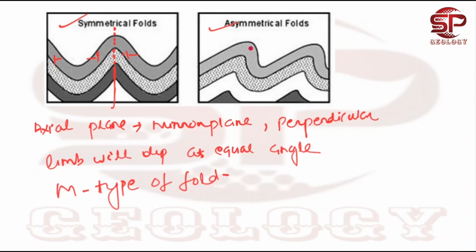All these characteristics will be absent in an asymmetrical fold, where the axial plane is not a mirror plane, where the axial plane is inclined, and the limbs will dip at unequal amounts. This can be called a Z or S type of fold.